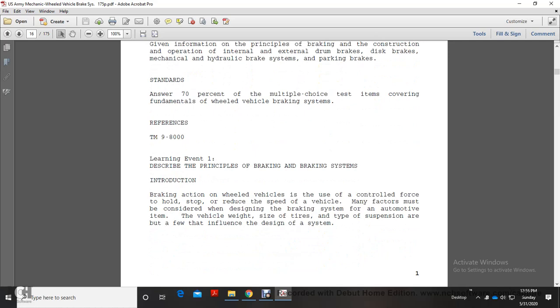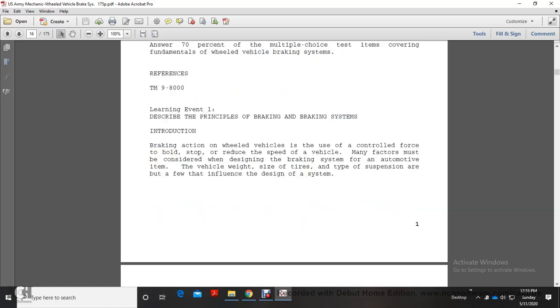Introduction. Braking action on wheel vehicles is due to the control force that holds, stops, or reduces the speed of the vehicle. Many factors must be considered with the design of the braking system. For an automotive item, the vehicle weight, size of the tires, and type of the suspension are built with the influence of the design of the system.